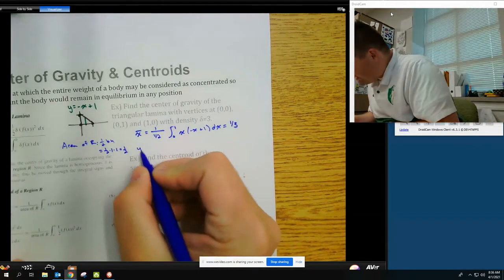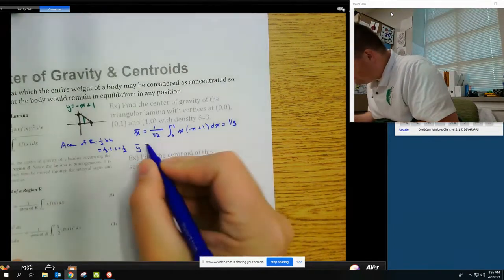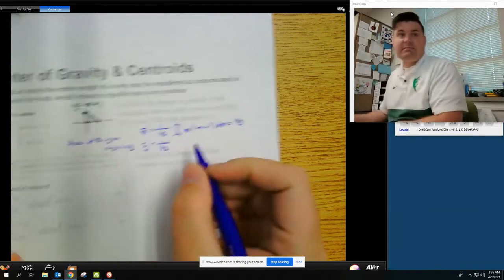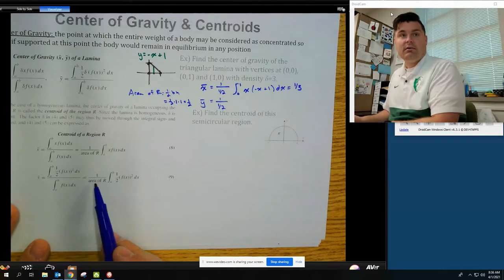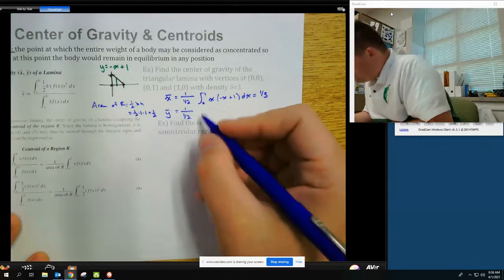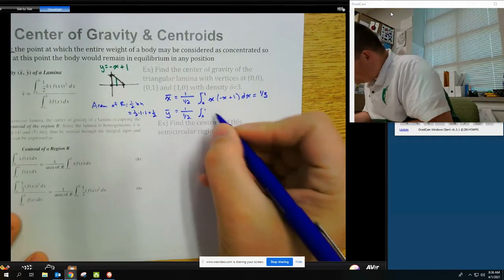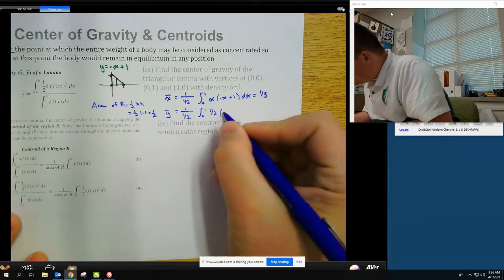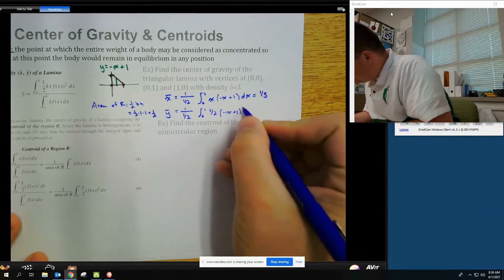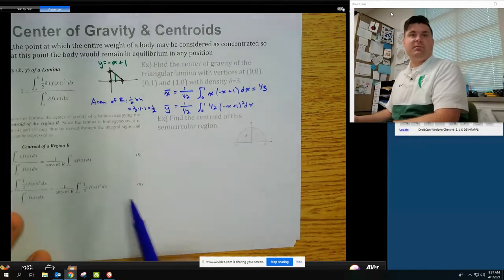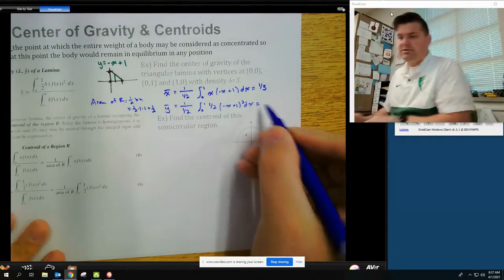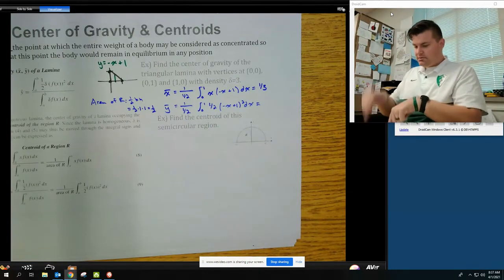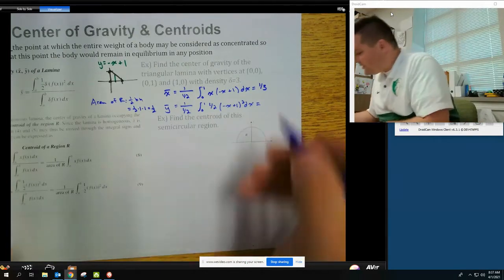For the average y, 1 over R. Again, I'm using this formula right down here. So 1 over R, and we're going to integrate from 0 to 1 of 1/2 the function squared. I'm just using these formulas. You type that in the calculator. Oh, look at that. You end up with 1/3.